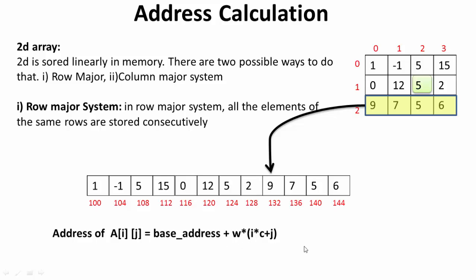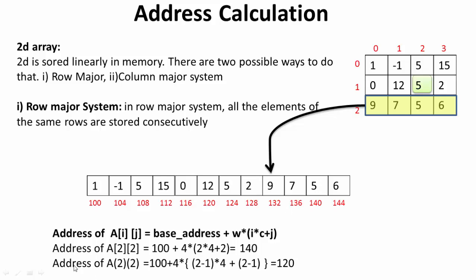Here w is nothing but the size of the data type. So we are multiplying c, that is the number of columns, with the row index, and then adding the column index. Here is an example of how we could calculate the address of A22. A22 is nothing but the element of the third row and third column. That is this one, 5. You could see that I'm adding this to the base address, so it's giving 40. You can also see that here the address is 40.